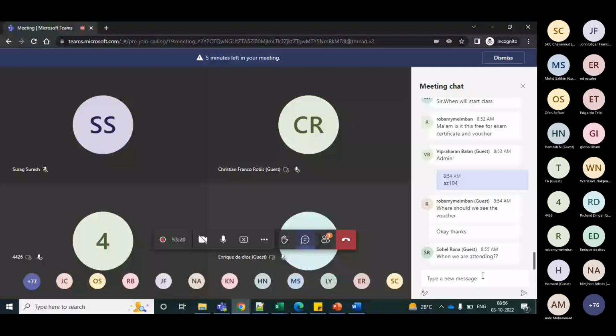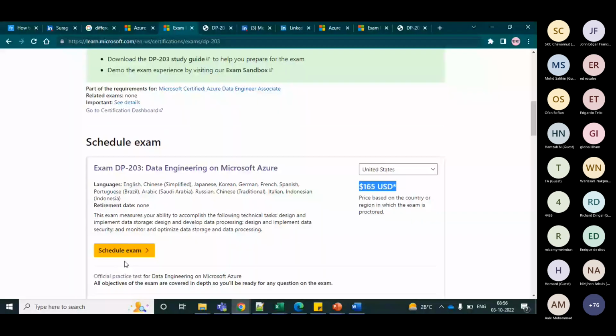When you are scheduling and then log in, it is going to ask for your email ID to be entered. If you are eligible, then you will receive the voucher or discount.